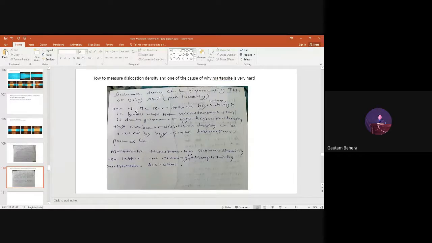It is written over here. One of the reasons behind high hardness or strength in ferrous martensite, basically I'm talking about ferrous martensite. Martensite can also form sometimes in titanium alloys or other alloys. In the microstructure of steel, it is due to the presence of high dislocation density. This dislocation density can be achieved by huge plastic deformation in pure alpha iron. Martensitic transformation requires shearing the lattice, and shearing is accomplished by transformation dislocations.